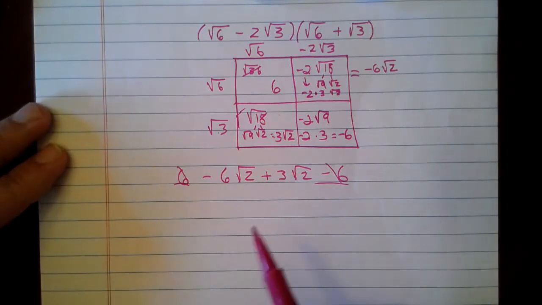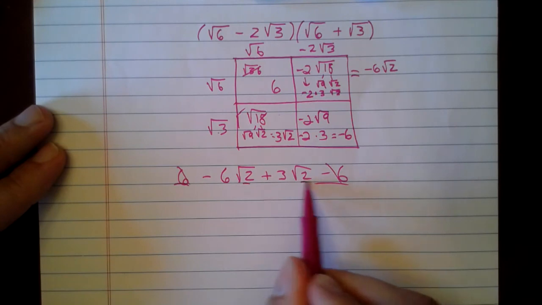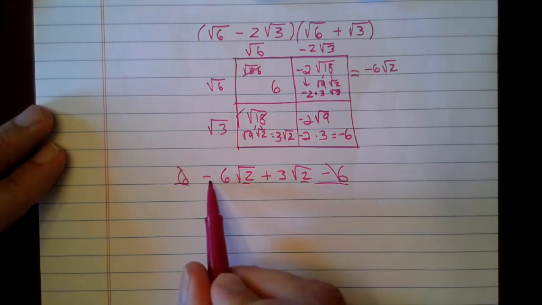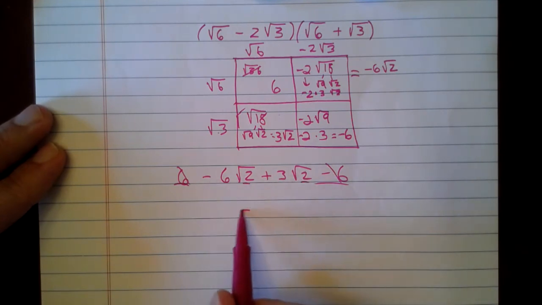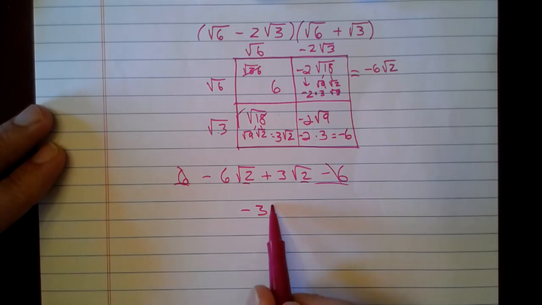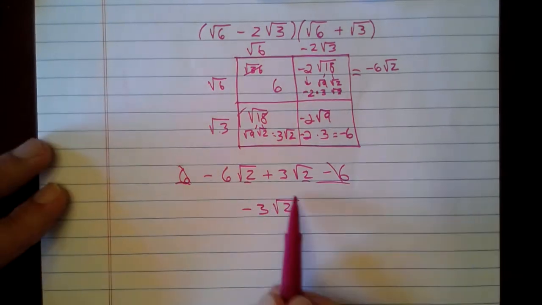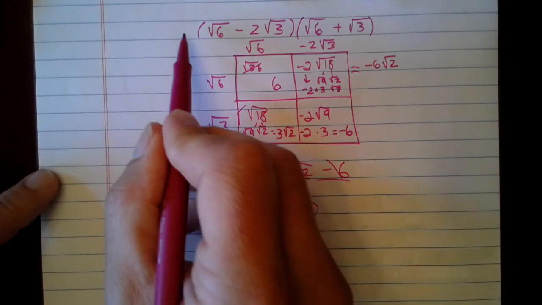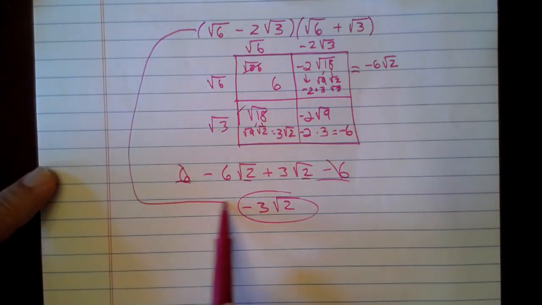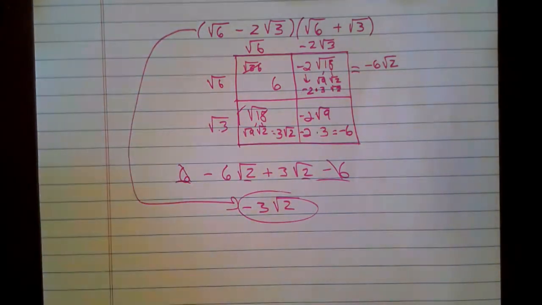This is kind of what we did earlier in the lesson. But since the radicands are the same, I just look at the coefficients, negative 6 plus 3. That gives me negative 3 root 2. And that is my final answer. When I simplify that, I get all the way down to negative 3 root 2.